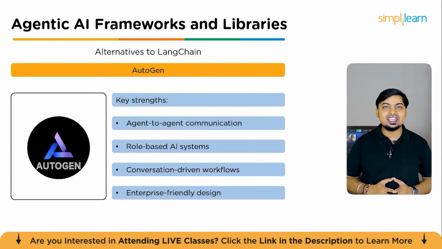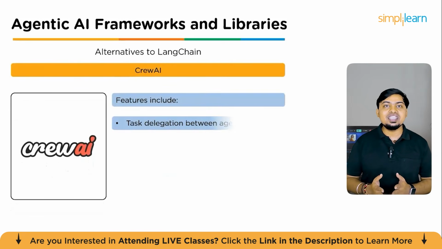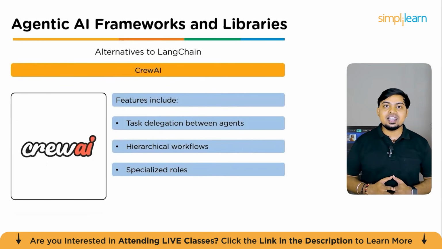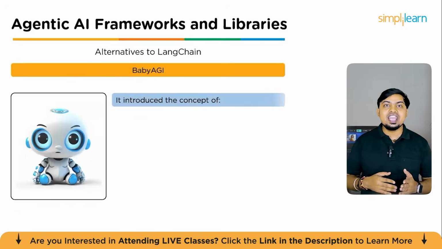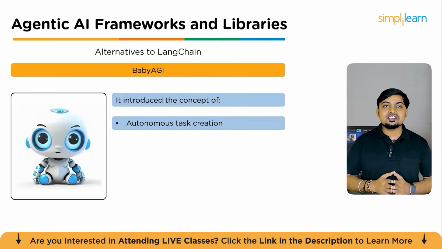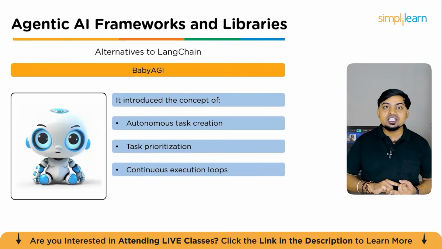The other one is Crew AI. Crew AI is designed around the concept of role-based agents working on a team. Some of the features in Crew AI are task delegation between agents, hierarchical workflows, specialized roles such as researcher, writer, analyst, and simple configuration. Crew AI is particularly useful for business automation pipelines. Now, another one is one of the early experimental agent frameworks. It introduced the concept of autonomous task creation, task prioritization, and continuous execution loops. Although experimental, it influenced many modern frameworks.